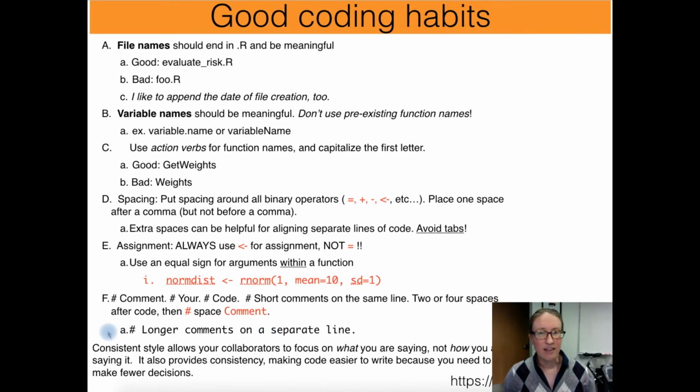And a lot of this is that if you have a consistent style for your script, it's a lot easier for us to focus on what you're saying and not how you're saying it. And that consistency also makes it a lot easier to write code, because then you don't have to make as many decisions. Just follow these conventions and you're good to go. So that's some good coding habits.